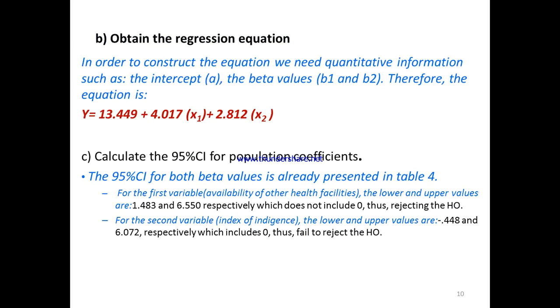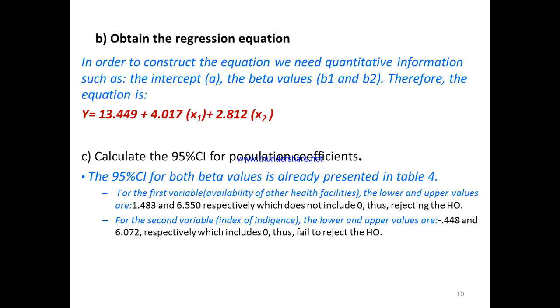The second one is obtaining the regression equation. Once you have the table of coefficients, you can pick your beta naught, which is 13.449, and the beta corresponding to the first variable and the beta corresponding to the second variable. Based on that information, you can construct your equation, which is y equals 13.449 plus 4.017 x1 plus 2.812 x2. That is the equation representing the model of admission to the hospital.